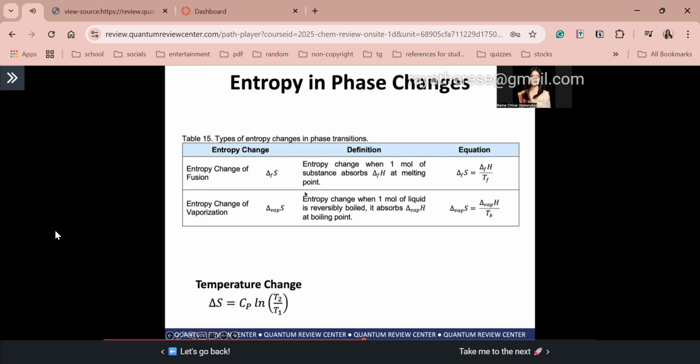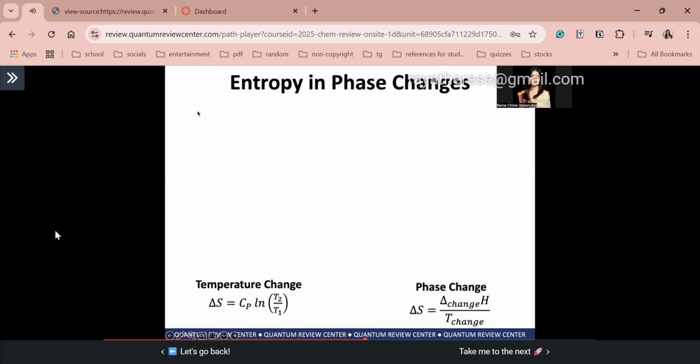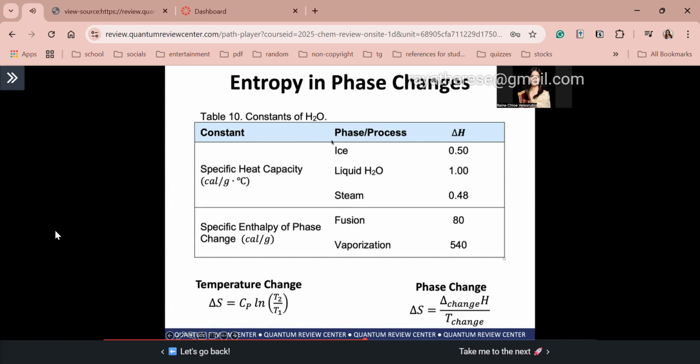Then these are the equations. So yung delta change, guys, can either be the fusion, kunwari may melting ka, or vaporization. So this just shows the constants of water. Guys, magagamit pa rin natin ito in calculating the entropy and phase changes.